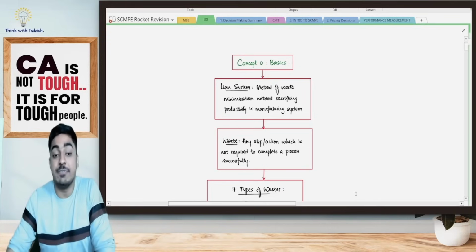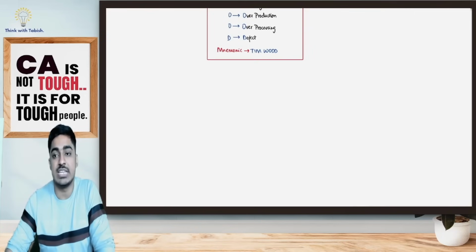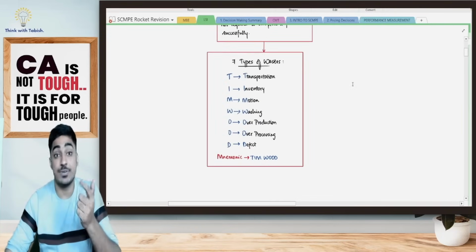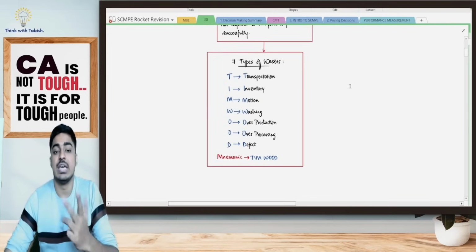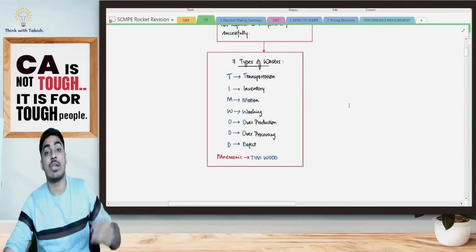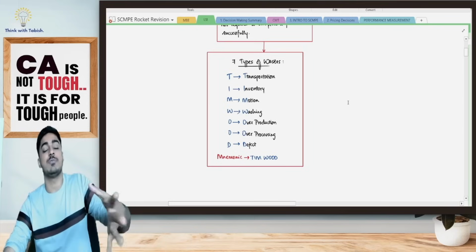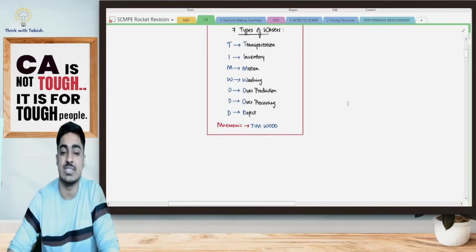Now, 7 different types of waste. We have our TIM WOOD, yes or no, students? TIM WOOD. T stands for transportation, I stands for inventory, M stands for motion, W stands for waiting, O stands for overproduction, O for overprocessing, as well as D for defect. All these are not required to successfully produce my finished goods, so all these will be classified as waste.